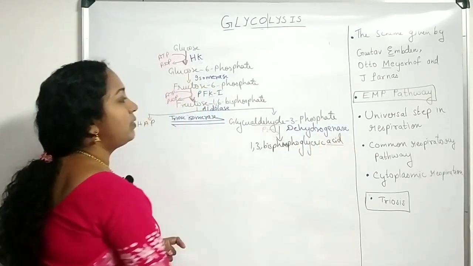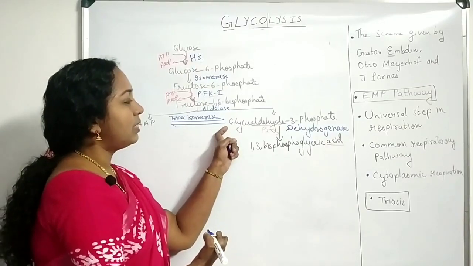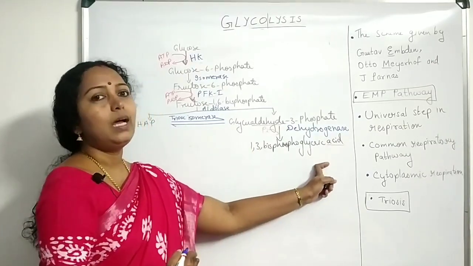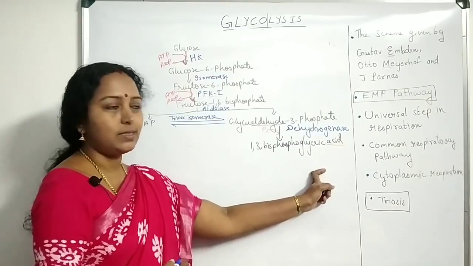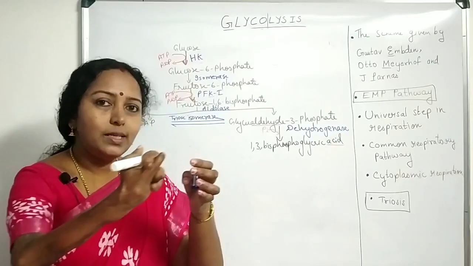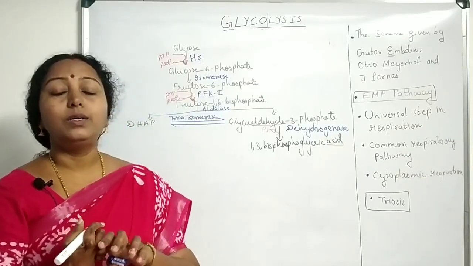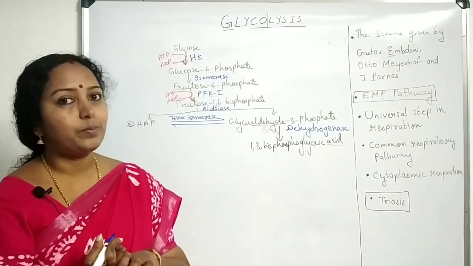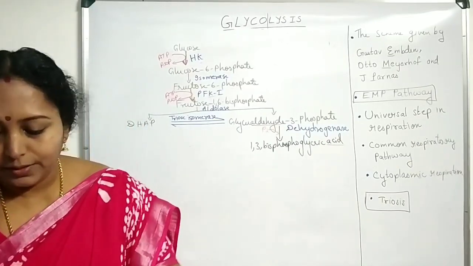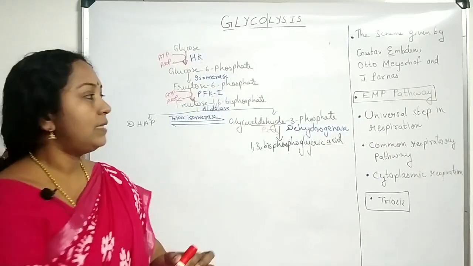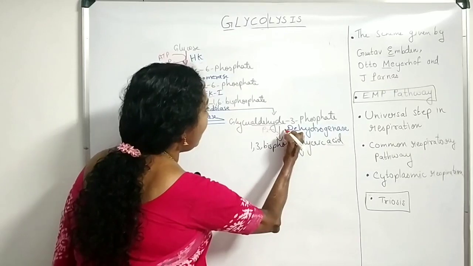This enzyme will remove hydrogen and will convert glyceraldehyde to an acid, 1,3-bisphosphoglyceric acid. And the hydrogen that is getting removed is accepted by a universal hydrogen acceptor. Which is that molecule, the universal hydrogen acceptor? It is NAD. So here what happens?